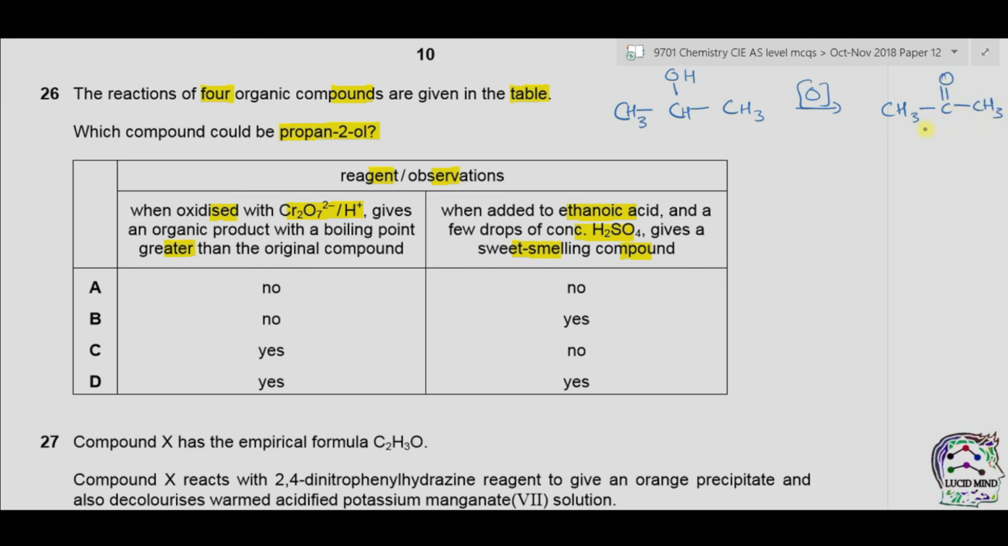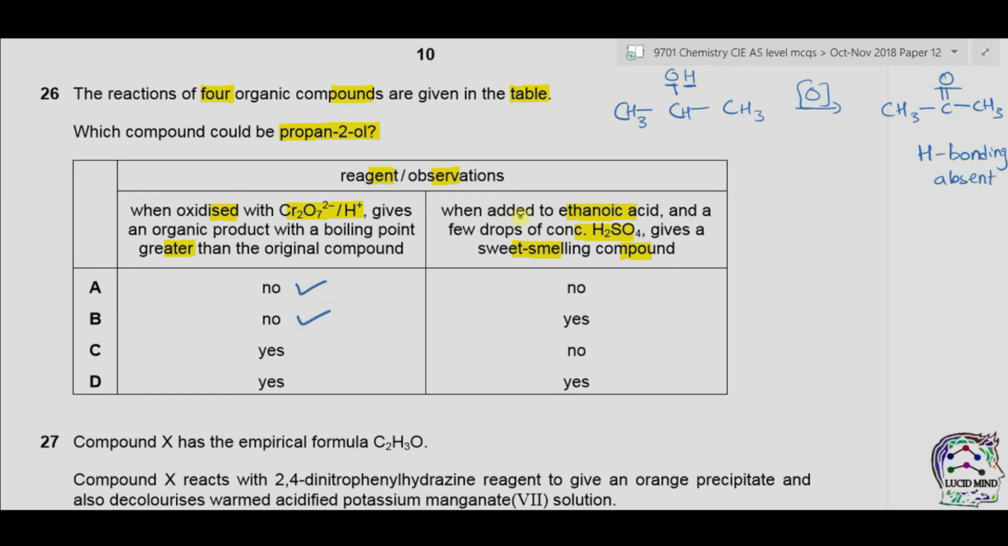Now in alcohol, oxygen, which is electronegative, is directly bonded to hydrogen atom, while in ketone oxygen is not directly bonded to any hydrogen atom, so therefore hydrogen bonding is absent in ketone. And due to absence of hydrogen bonding, boiling point of product should be lower than that of reactant. So we have a no.